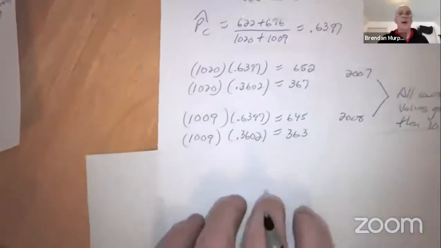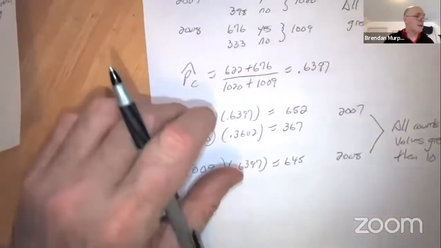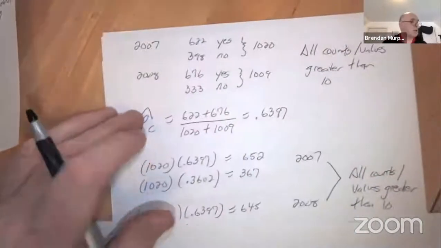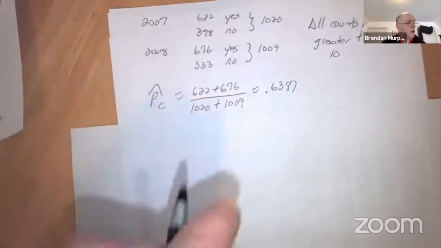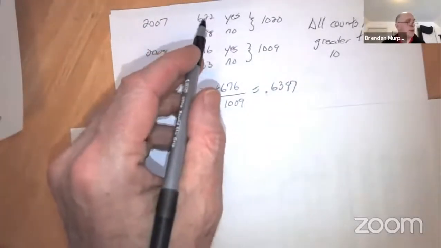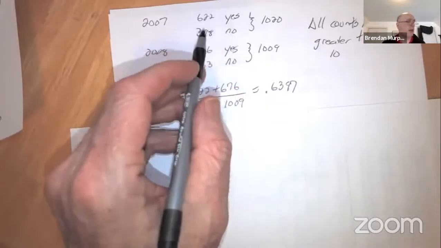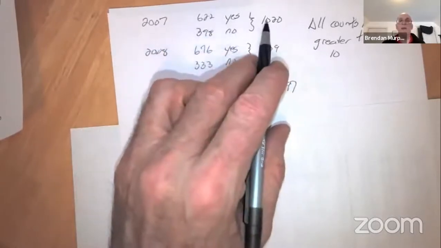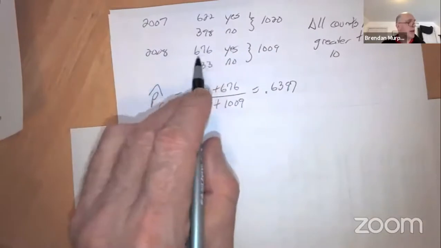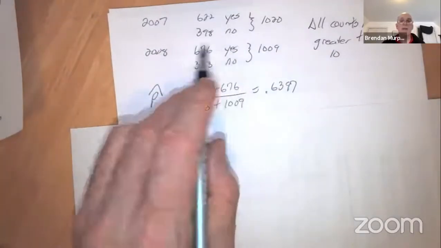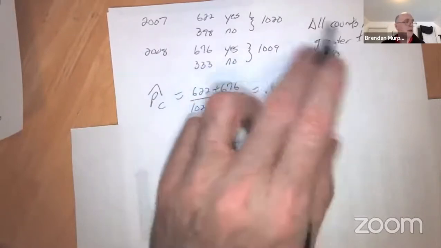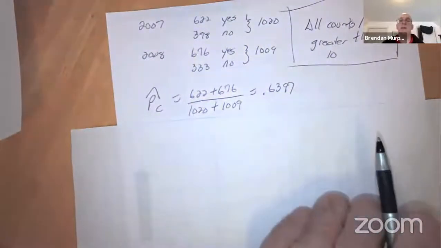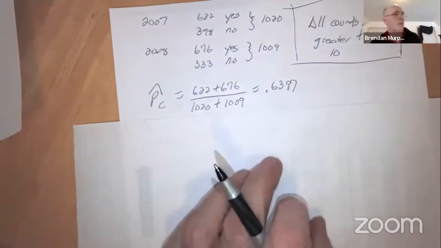And so my third one, I call them my NP checks. This was a lot of work here, and I'll try and explain why I did it twice. So in 2007, there were 622 yeses, 398 nos. Add those two up, you get this number. 2008, 676 yeses, 333 nos. Those add up to 1,009. So all of these counts are greater than 10. So we're pretty convinced that my sample size is big enough based upon my proportions.